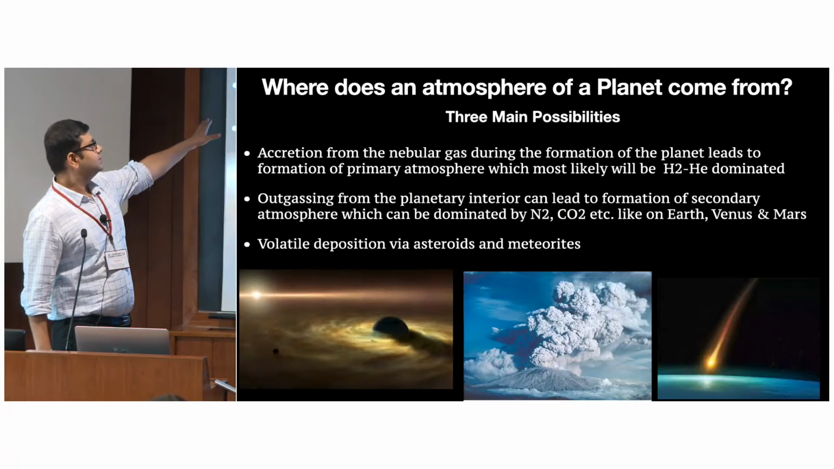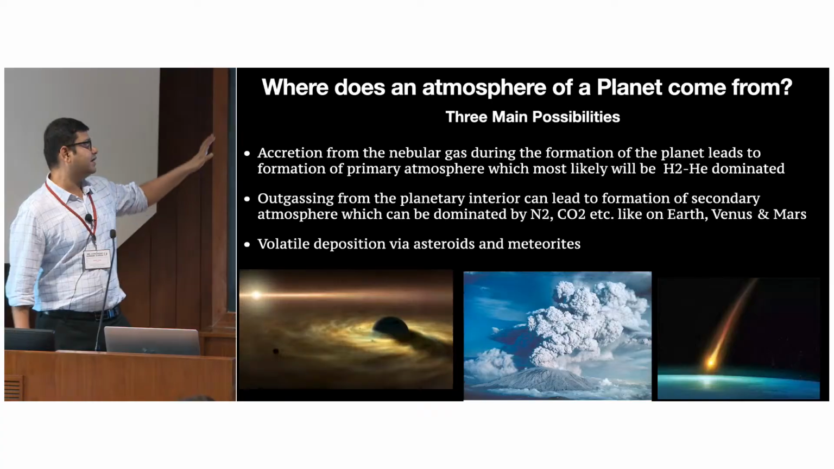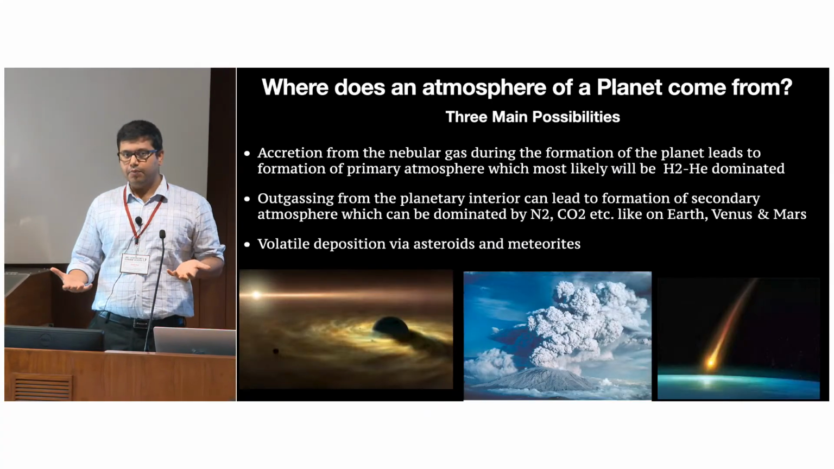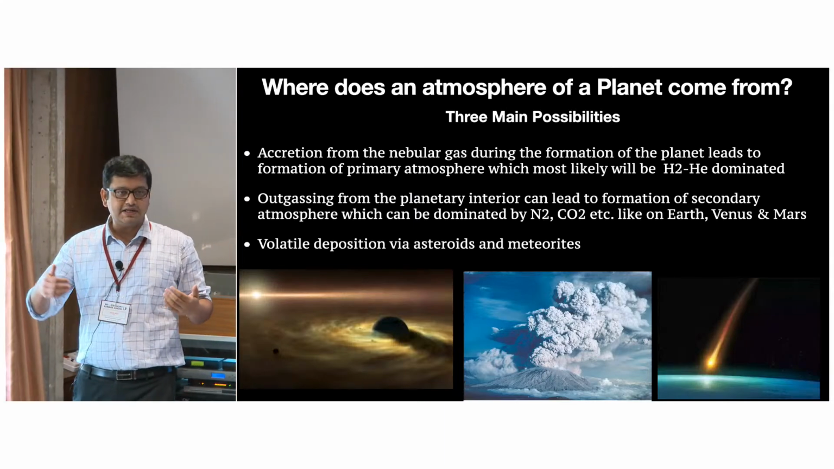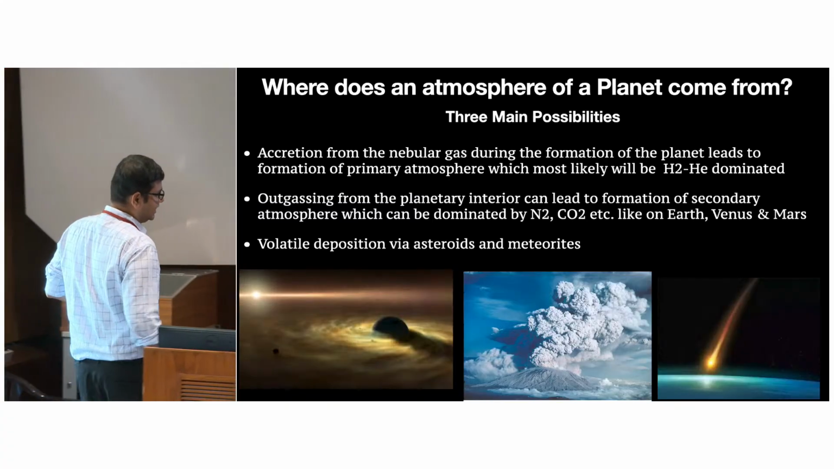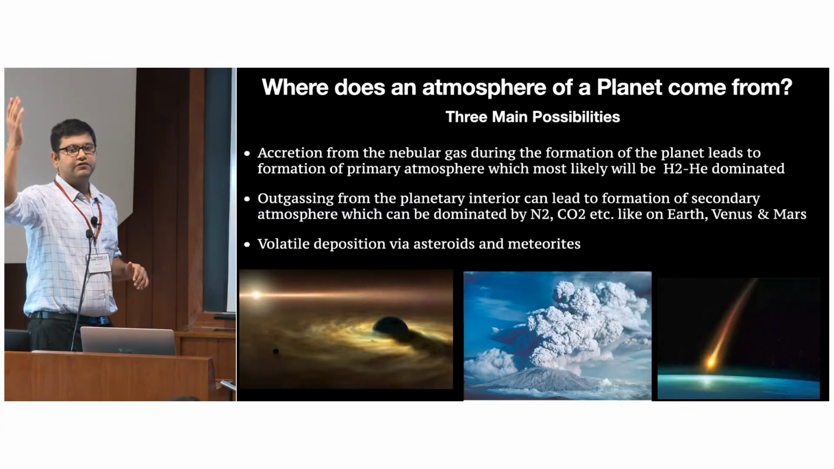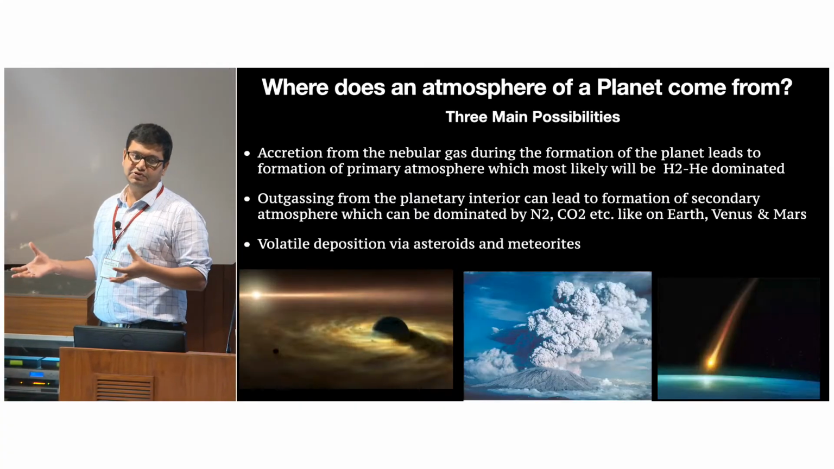So the outgassing from the planetary interior can lead to the formation of the secondary atmosphere, which is predominantly nitrogen, CO2, sulfur dioxide. It depends on what is there in your planet's interior. Okay. So if you have volcanoes, for example, volcanoes spew off a lot of gases. So all these gases will ultimately slowly build up your atmosphere.